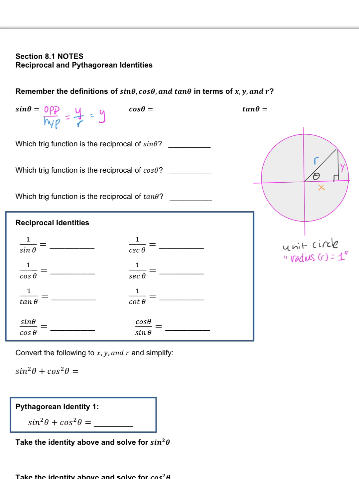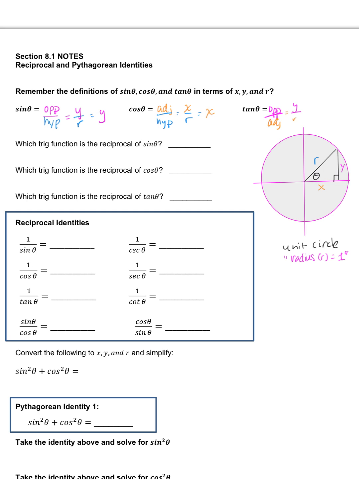Okay. Now let's use the same idea with cosine. The cosine was adjacent over hypotenuse, and that equals x over r. And we said that just equaled x because in the unit circle, our radius is 1, so r is 1. Now tangent is the opposite over the adjacent. So that just gave us y over x. Notice that there's no r in that.